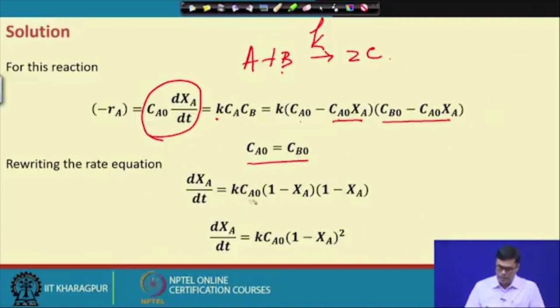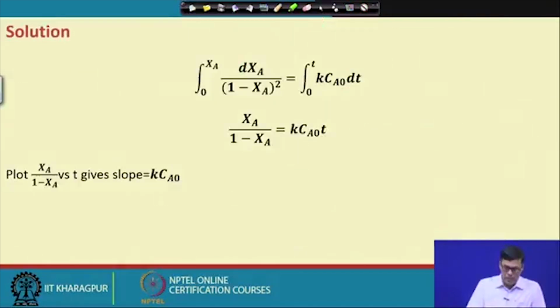So we can have this equation: K into Ca0. Here Ca0 and here also Ca0. If you take common, then Ca0 squared is there. So one Ca0 will cancel, and another Ca0 remains. So 1 minus Xa squared is there. We can write this expression like this.